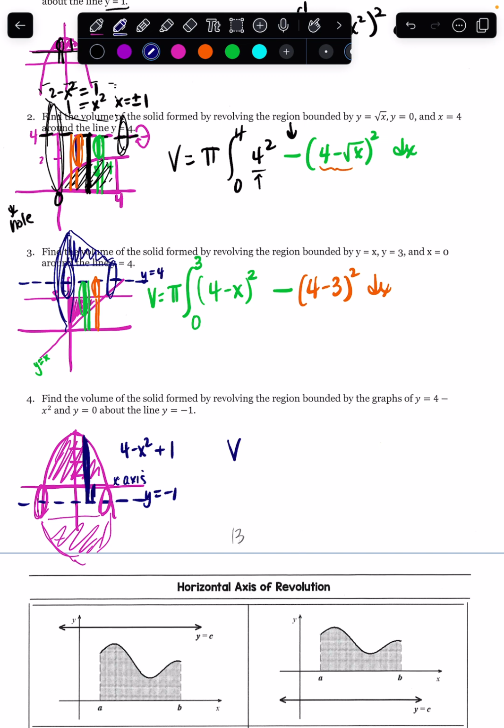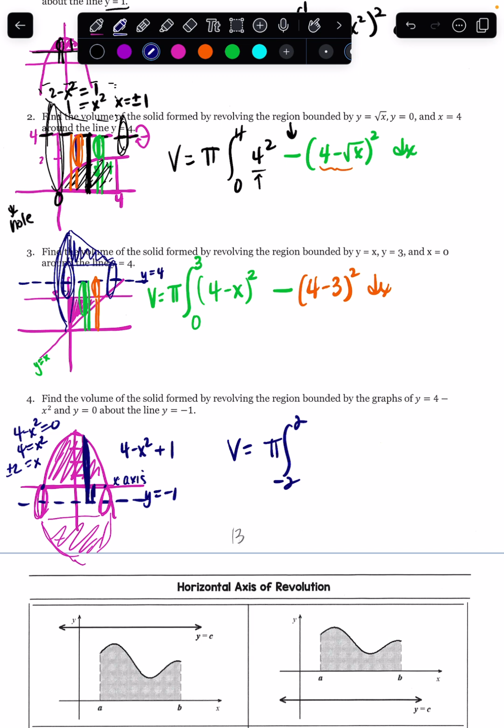Okay, so volume, pi, the integral. Oh boy, the bounds. I should always find the bounds first. Okay, 4 minus x squared and y equals 0. Oh, so that's 2 and -2, right? 4 minus x squared equals 0. So x is plus or minus 2. So negative 2 to 2.